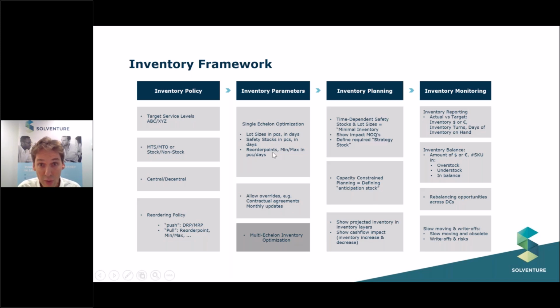Once I have my inventory parameters, we come to inventory planning. And what are typical steps in inventory planning? A first step is to make it time dependent. So if you calculate a safety stock, typically you start based on the past. If you do it on forecast error, you will look, okay, historically, what has been the error on this product? If you do it on demand variability, you will start from historically, what has been the variability on this product, and then you want to extrapolate that to the future.